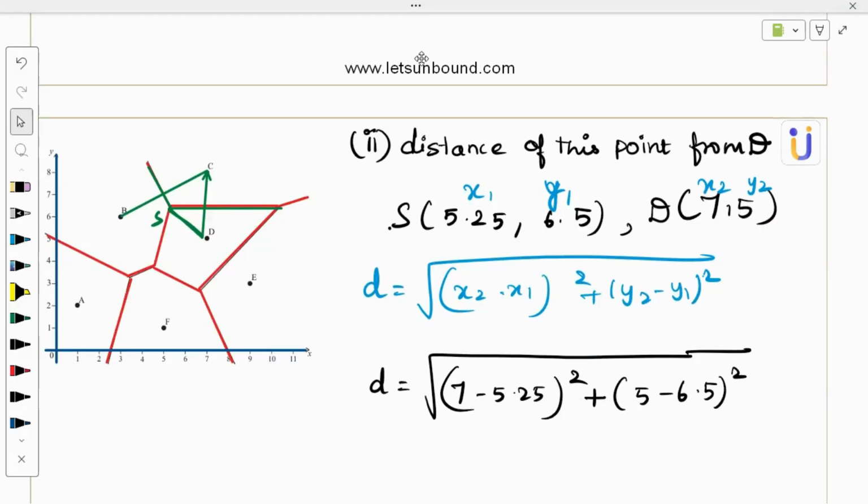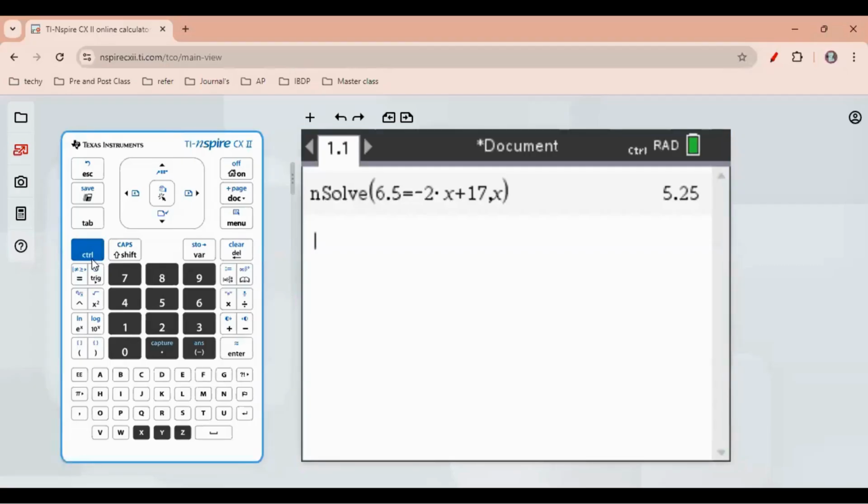Moving forward, okay, let's solve this using the GDC quickly. Here we go. So click the control, go for square root and give your input. We have two squares inside. And those values are 7 minus 5.25 the whole square. Plus, don't put a negative here. Then 5 minus 6.5 the whole square, which is 2.30489. This is the distance.